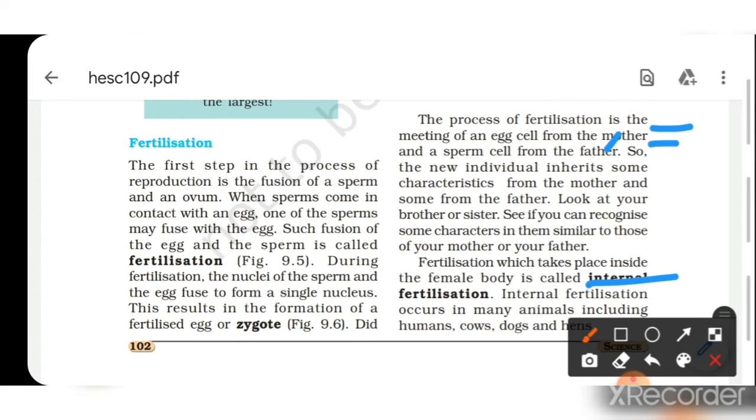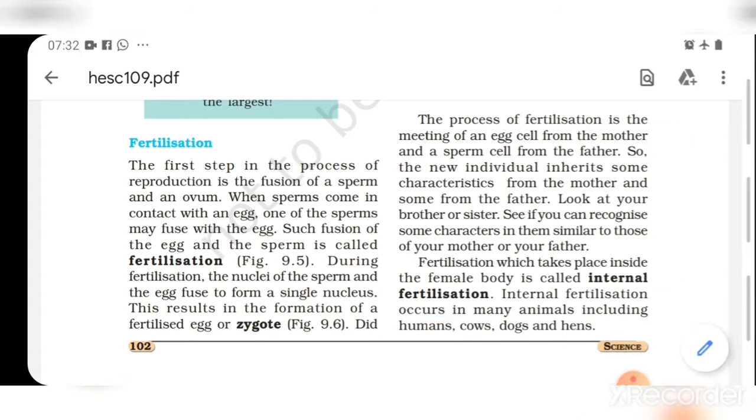Fertilization which takes place inside the female body is called internal fertilization. Fertilization taking place inside the female body, what is it called? Internal fertilization. Internal fertilization occurs in many animals including humans, cows, dogs and hens. In cows, dogs and hens, what happens? Internal fertilization. Which is called internal fertilization? The fertilization which takes place inside the female body.